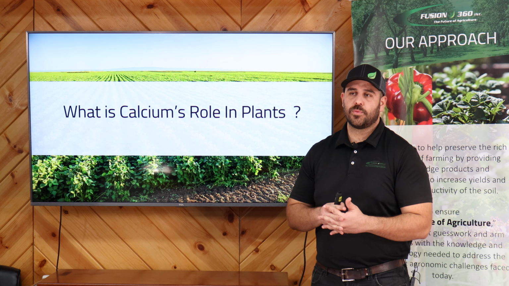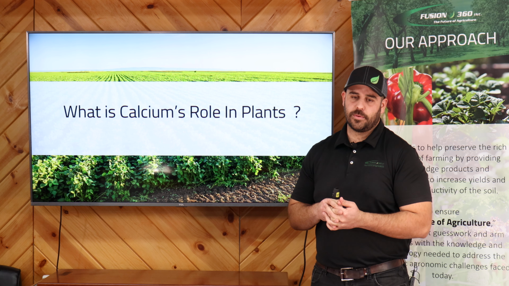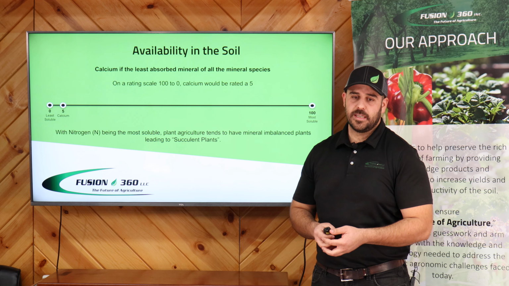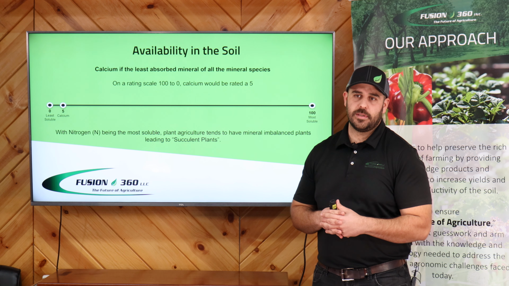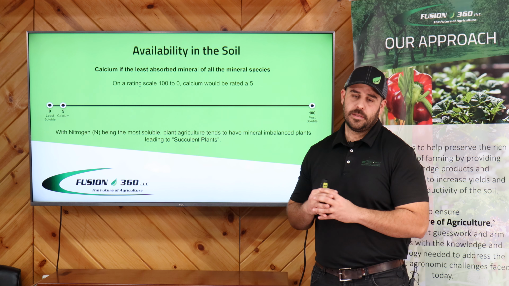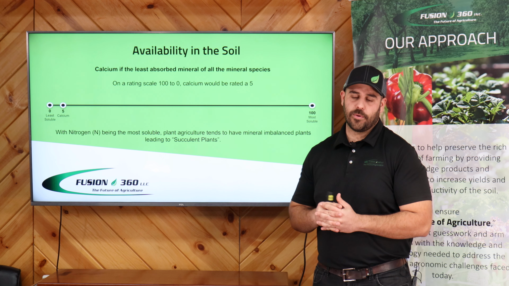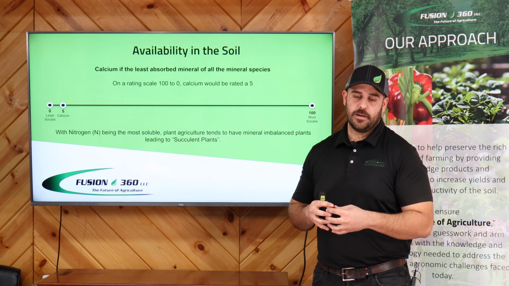So what is calcium's role in plants? We'd like to cover basically what's the importance of calcium. Calcium is a cementing agent in the cell. Once it is absorbed, it doesn't move again. It is cemented into the cell wall along with boron. It is what increases the integrity of the plant, of the cell wall.